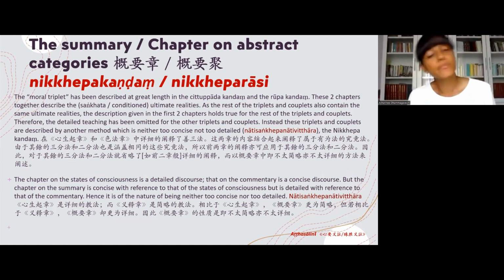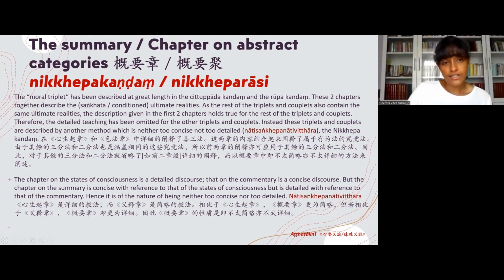As I mentioned before, we'll be describing these Mātikā according to the description given in the Nikkhepa kandaṃ and the Aṭṭhakatha kandaṃ. So first, let's refresh our minds as to what the Nikkhepa kandaṃ is. The Nikkhepa kandaṃ is also called the Nikkhepa Rasi. Translating that, it means the summary or chapter on abstract categories.